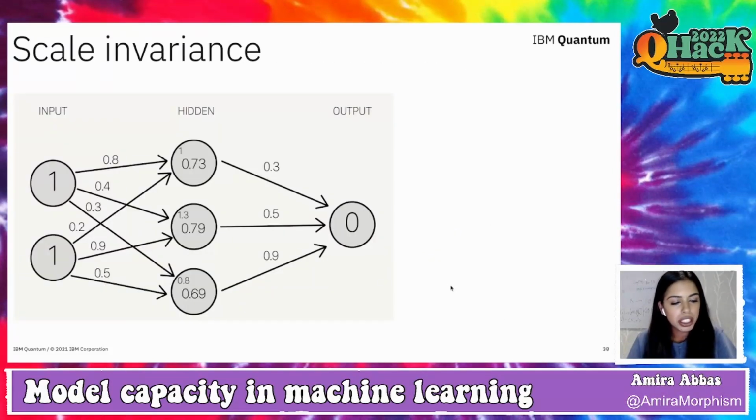The next thing you want with your capacity measure, and remember, capacity is just trying to understand the expressivity, the power, the statistical complexity of your model, is that you want it to be scale invariant.